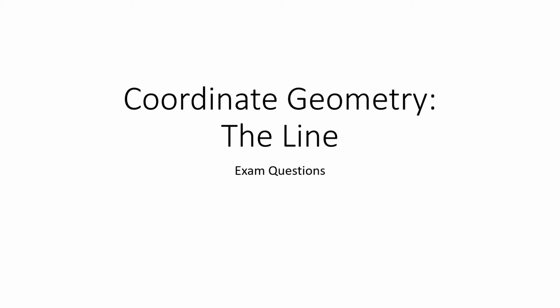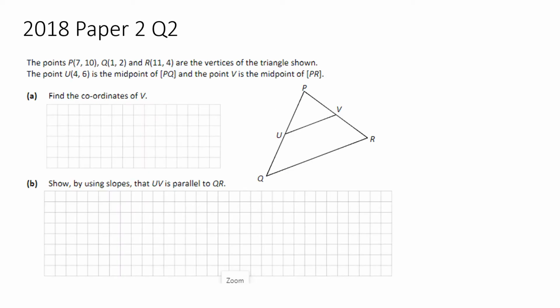So this is 2018 paper 2 and we're going to look at question 2, and it is a coordinate geometry question. Here you've got 3 points P, Q and R, and they're the vertices or the corners of the triangle shown. You've got the point U, which is (4, 6), and that's the midpoint of P to Q, and then the point V is the midpoint of P to R.